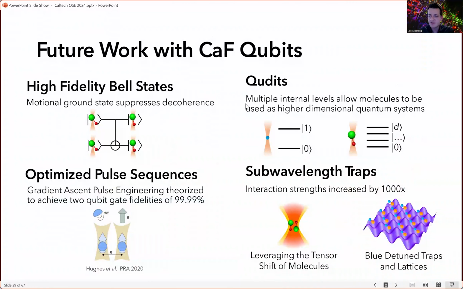So now that we've fixed this thermal dephasing issue, of course, we'd like to go back and try to improve the qubit gate fidelities that we have achieved. And also in the future, try to push this even further with, for example, optimized pulse sequences, exploring these molecules not just as qubits, but as qudits, and also exploring various ways of further increasing the interaction rates.